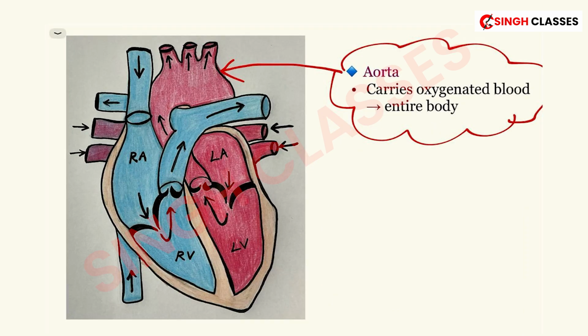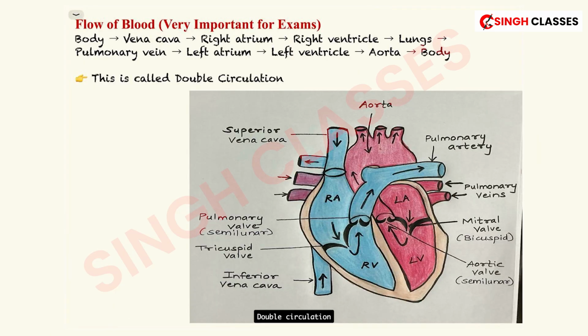The aorta is the largest artery in the human body and plays a very important role in circulation. It arises from the left ventricle of the heart and carries oxygenated pure blood to all parts of the body except the lungs. Double circulation is the process in which blood passes through the heart twice during one complete cycle of circulation.